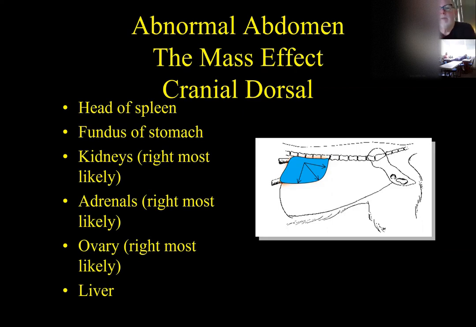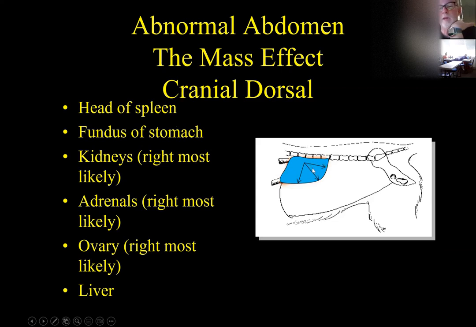Okay, so let's imagine on a lateral view, I have a dog and I have a mass that is getting too big that lives up here in the cranial dorsal abdomen. And it gets so big, it starts to push everything else away from it. Then I could ask you, what could the origin of that mass be? What lives in that blue shaded area that if it got too big or abnormal, it could push everything else away from it? So, anatomically, what lives in the cranial dorsal abdomen?